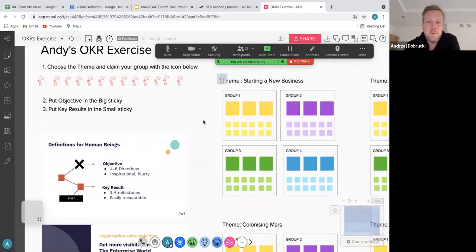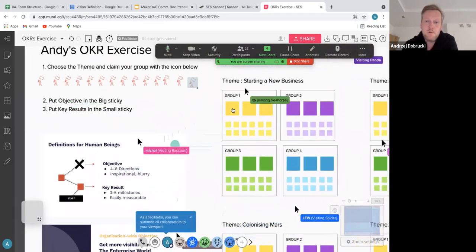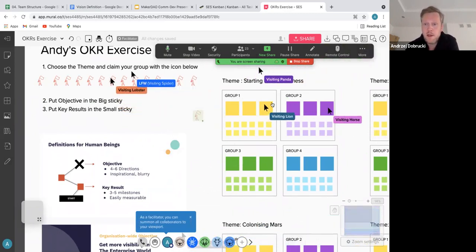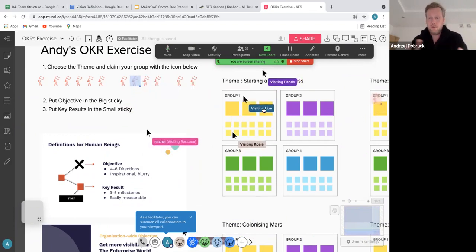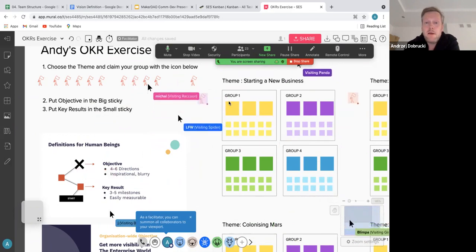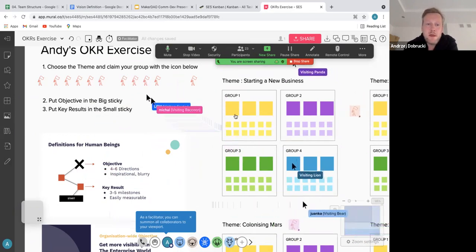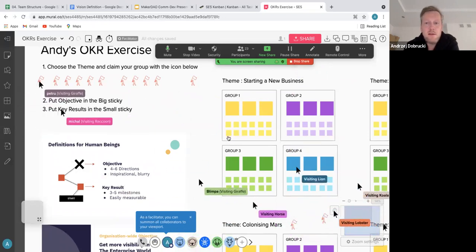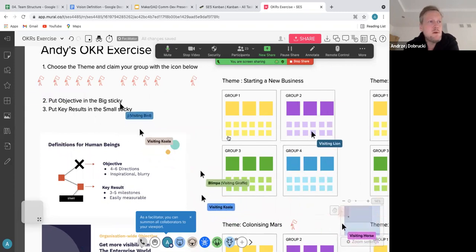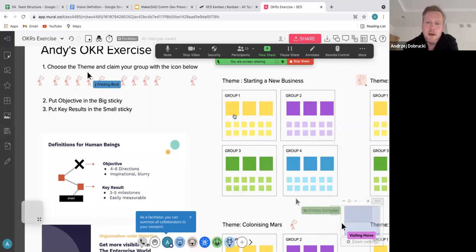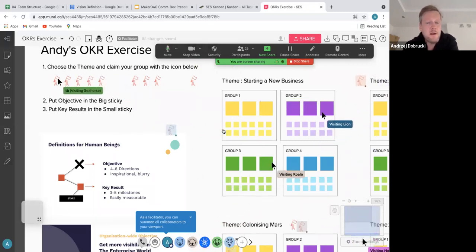And please use the big stickies to first claim your group. So move the icon to the group that you'll be working in so that 2 groups don't work on the same set of cards, destroying things for each other. So first do that, and then put objectives in the big card, and then put key results in small stickies beneath it, within the theme that you have chosen. So with starting a new business, what objectives can you think of? We have 1 to 3 big cards and then some small cards to put the key results in. So just try to think about it.